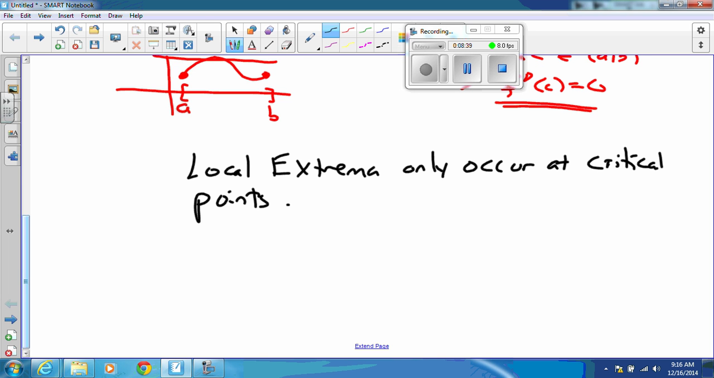I mentioned this theorem, local extrema only occur at critical points, and so we have two definitions and a theorem that we need to account for here.